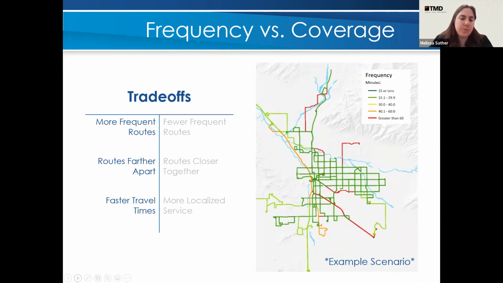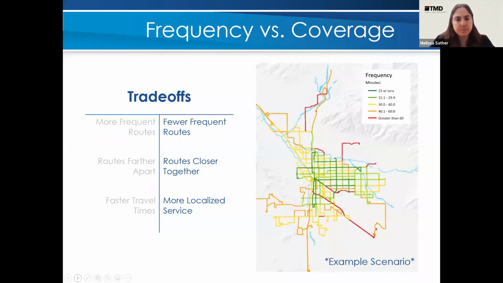So compare this map to the one on the next slide, where this one prioritizes coverage. You have fewer frequent routes, whereas everything on the last slide was pretty much a dark green. Now you've got a lot of yellows, a lot of oranges, services every 30 to 60 minutes. But you also notice that the routes are a lot closer together. There's a lot more coverage. You might have shorter walk distances to get to stops, and services a lot more localized.